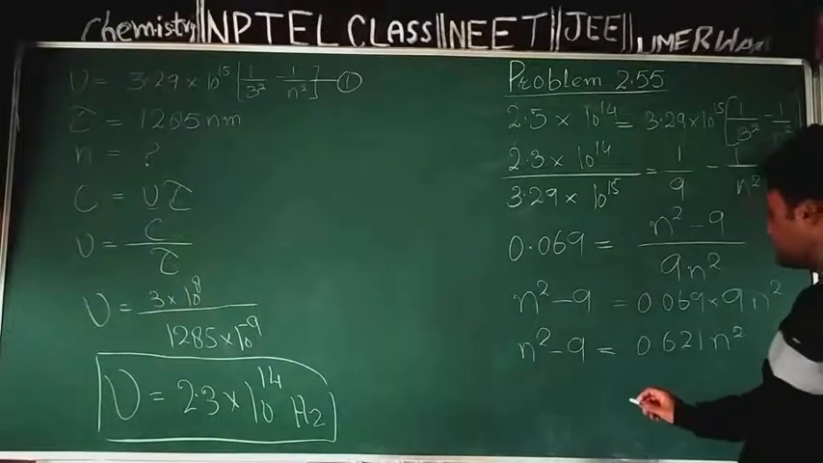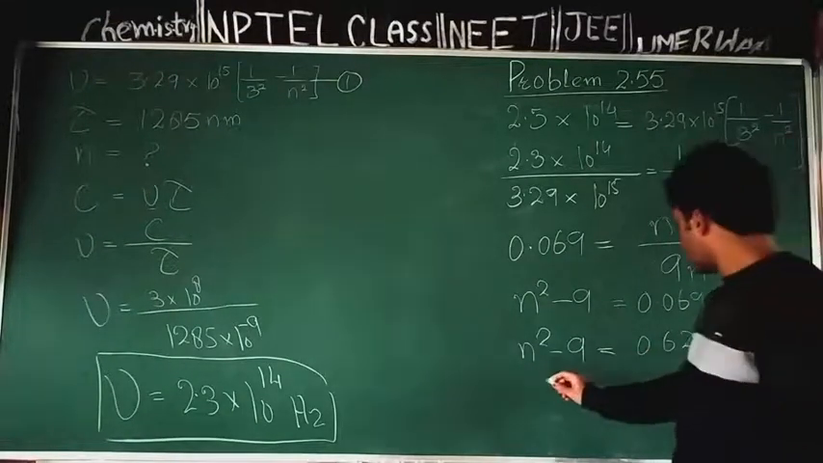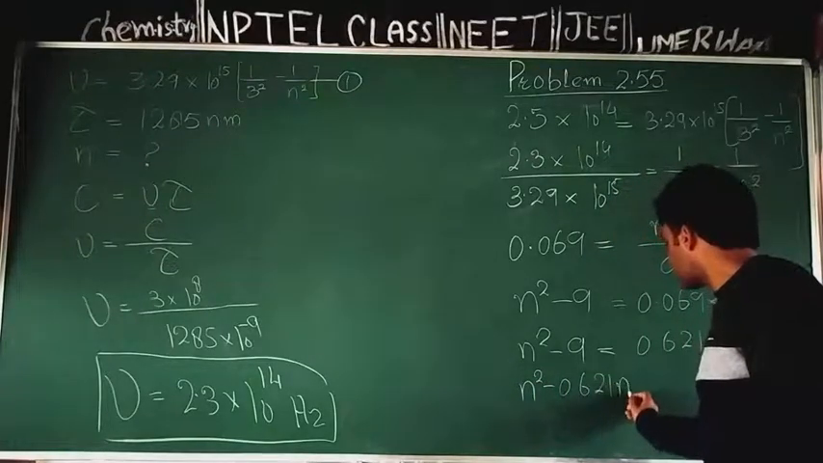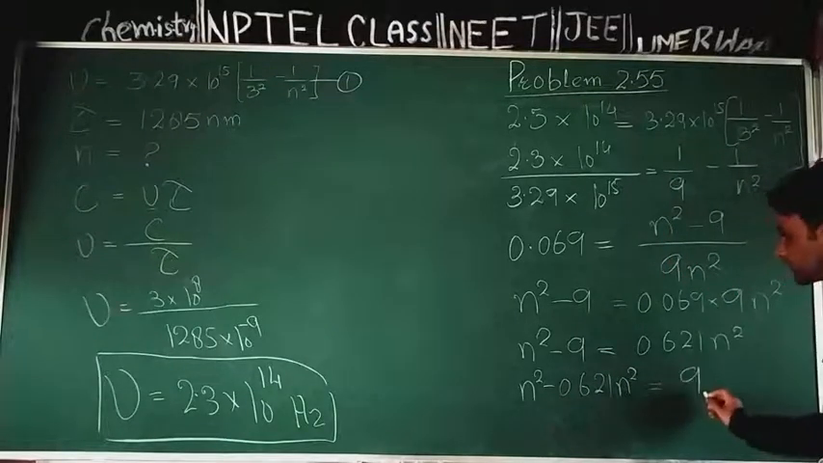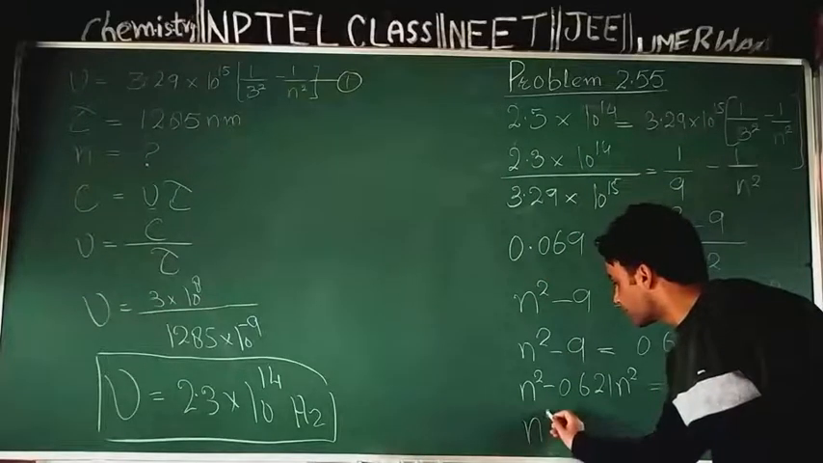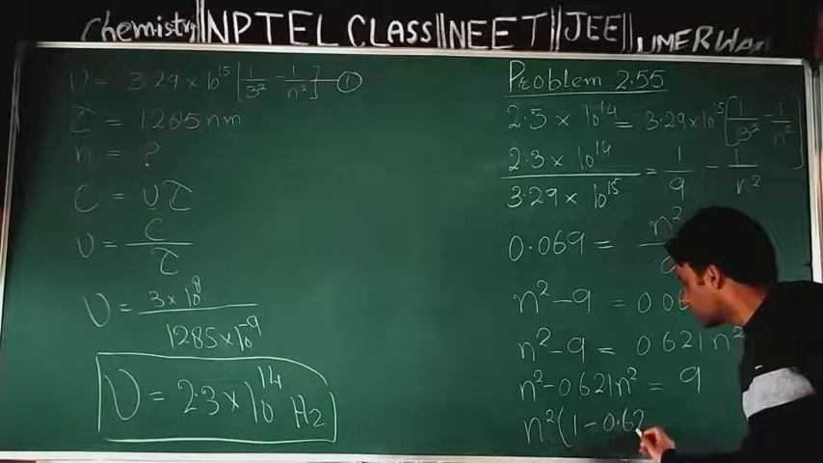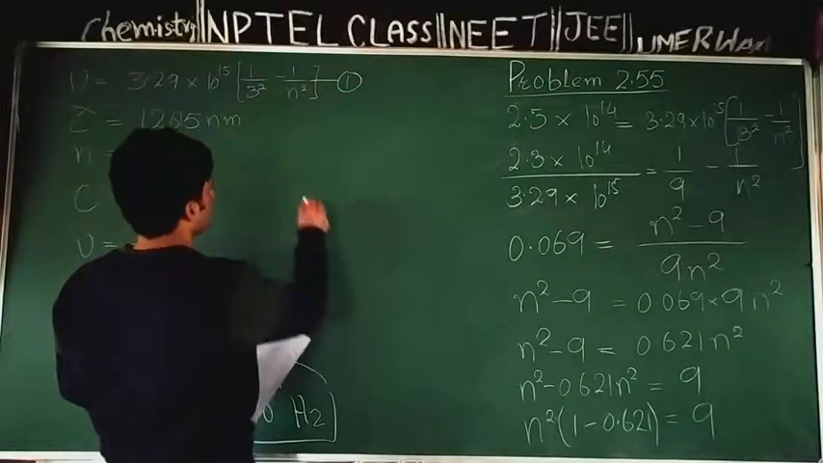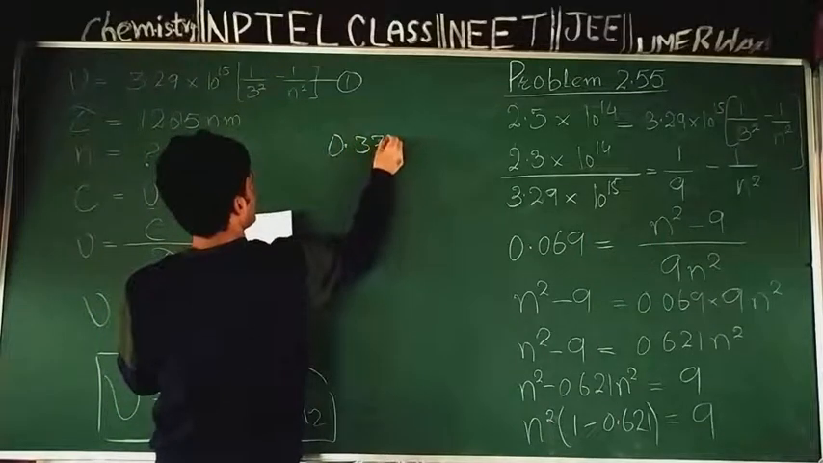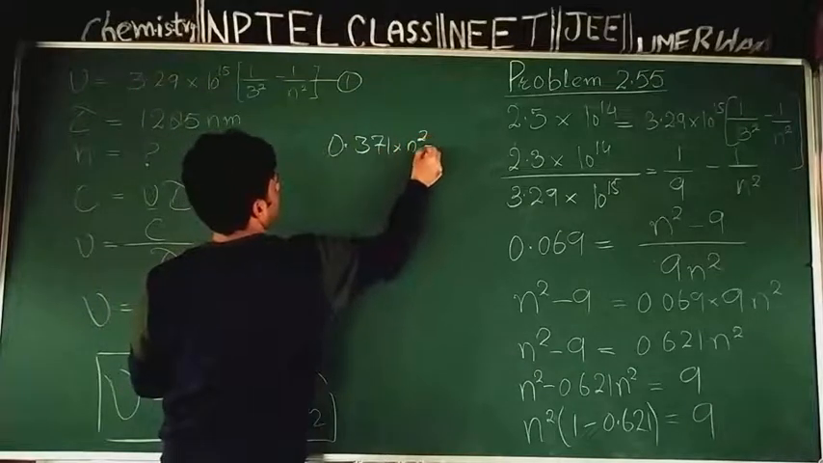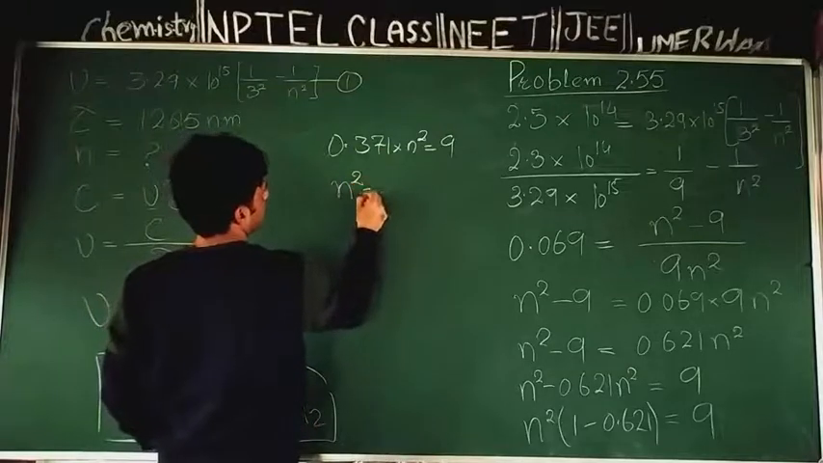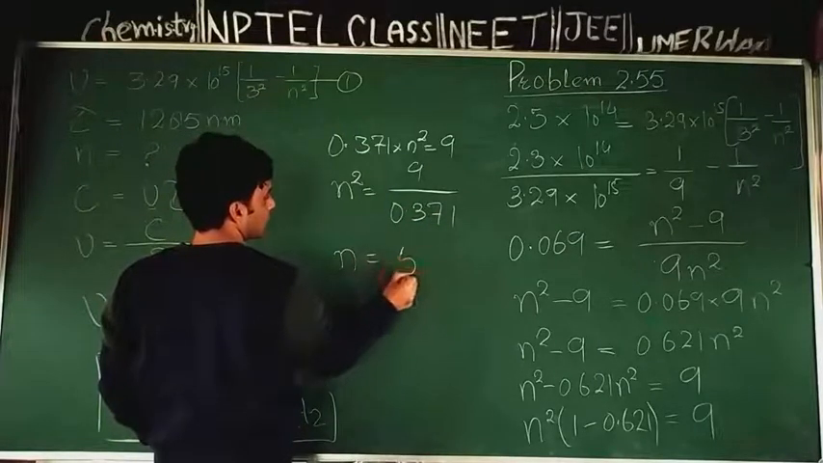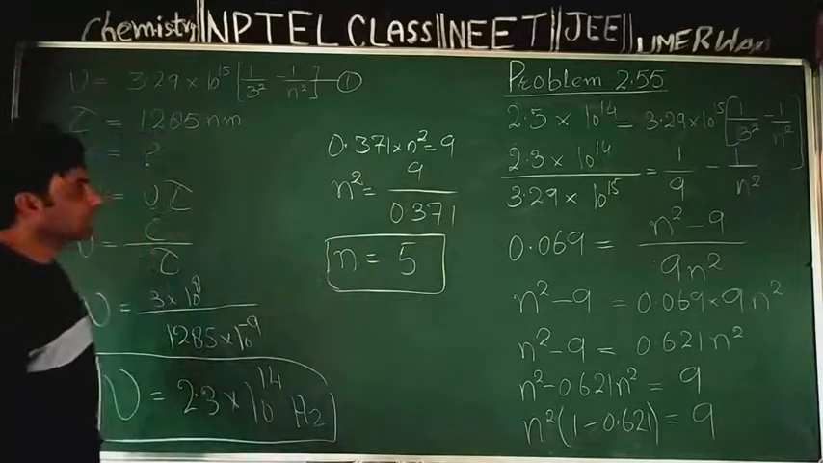N square I will take on one side, it will come n square minus 0.621 n square is equal to 9, and I will take n square common: 1 minus 0.621 is equal to 9, and it comes 0.371 into n square is equal to 9, and n square will be equal to 9 divided by 0.371. N will come equal to 4.9, approximately equal to 5.